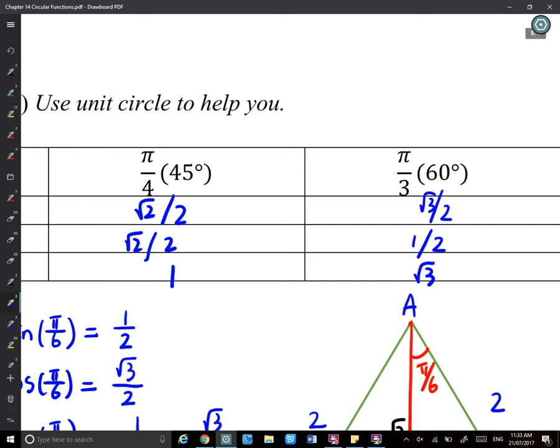Okay, first row is root 1, root 2, root 3 over 2. Second row is root 3, root 2, root 1 over 2. And the last row is the first row divided by the second row. You find the third row. Okay, so you can write out this table really quick. That's the second best thing you can do.